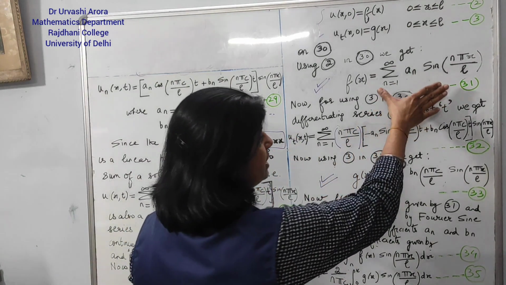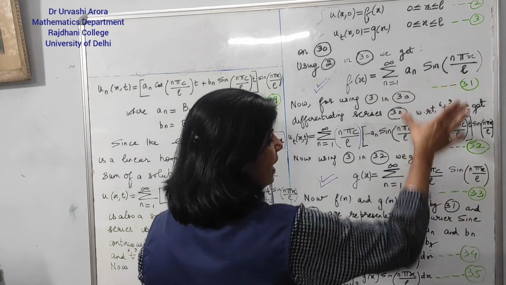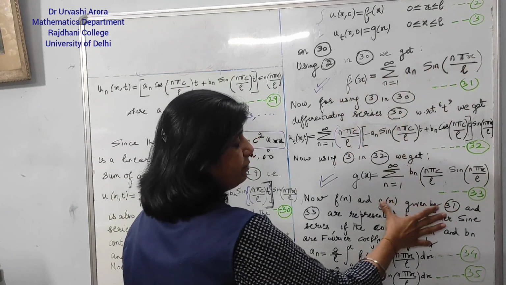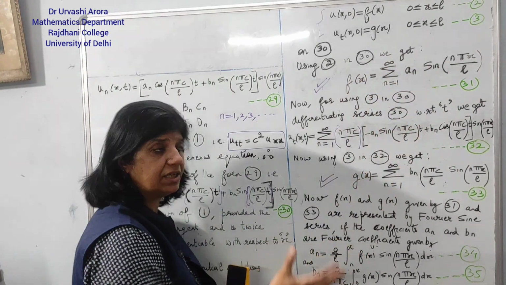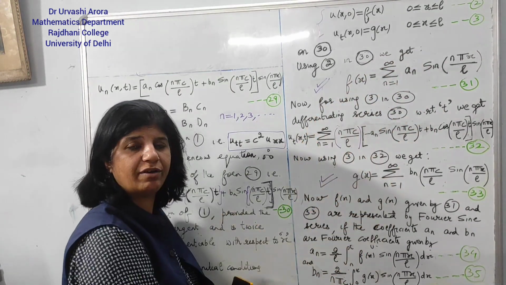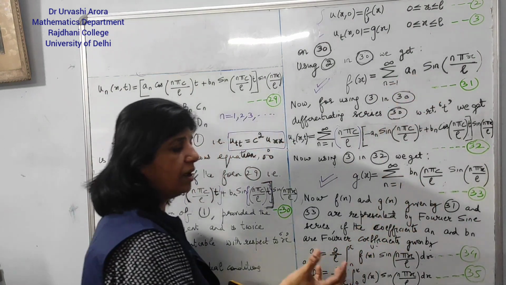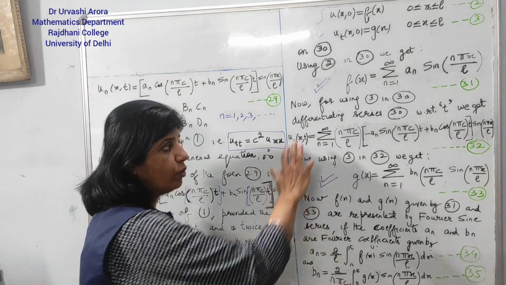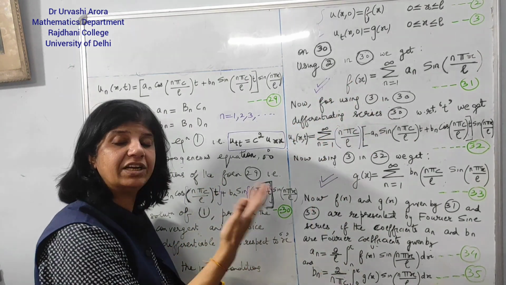So these are two series, and we can see these two series contain sine terms, and these series f(x) and g(x) can be represented by the Fourier series. These are of the form of Fourier series. So f(x) and g(x) can be represented by Fourier sine series, provided these coefficients are Fourier coefficients which have a particular value. About Fourier sine series I have already discussed when we were discussing the heat conduction problem.